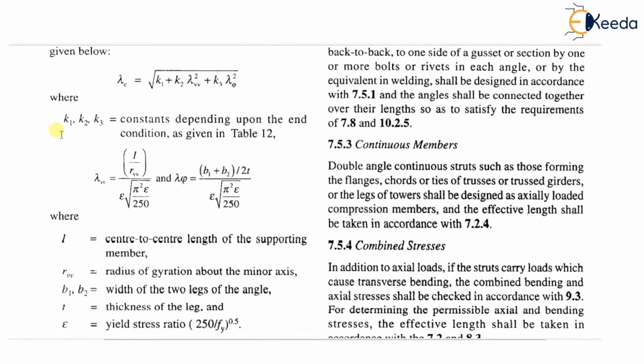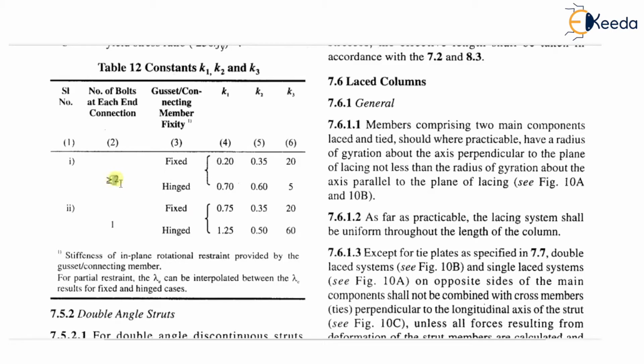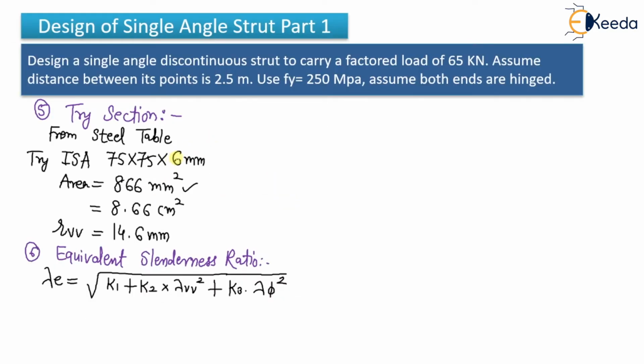So I have shown you what is the value of K1, K2, K3. You just write it. I am assuming 2 number of bolts. Type of joint is hinged only. So for that the value of K1 is 0.7, value of K2 is 0.6 and value of K3 is 5. Just write down this. Pause the video and just write down all these values K1, K2 and K3. Now coming back to our numerical. So from where I got this value? I got this value for this formula from page number 48 of IS code.